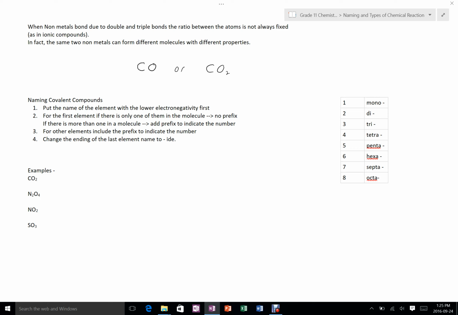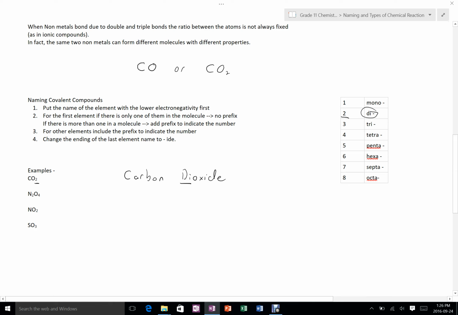So, the example I've been saying here a couple times, carbon. Because it's one and it's the first atom, we don't have to say monocarbon, we just say carbon dioxide. Here's our chart telling us which prefix means which, indicating the two oxygens in carbon dioxide.